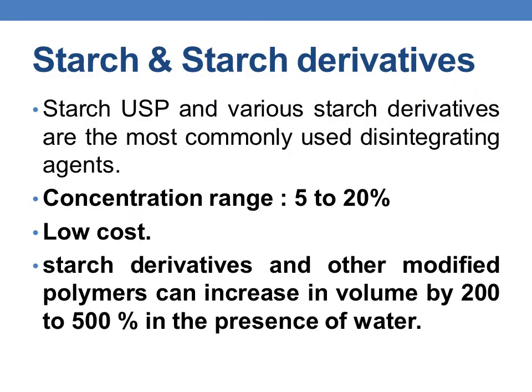Coming to starch and starch derivatives. Starch USP and various starch derivatives are the most commonly used disintegrating agents, and the starch USP is used in the concentration range of 5 to 20%. They are very cost effective, and one more advantage is that starch derivatives and other modified polymers can increase in volume by 200 to 500% in the presence of water. This is an added advantage when they are compared with clays. Starch derivatives and other modified polymers are more effective when compared with clays.